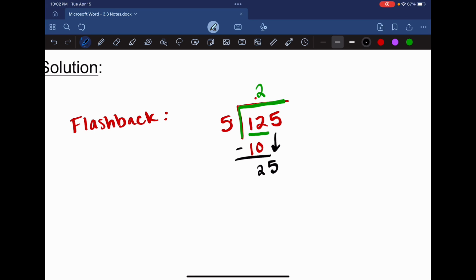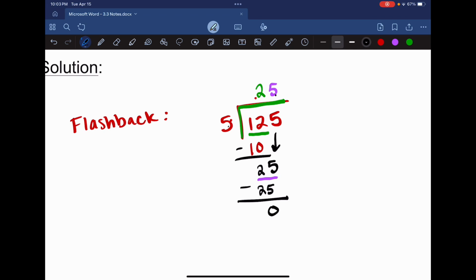Then I bring the 5 down. I bring one digit down. And now I do that same process. So I would do 5, and I'd see how many times can 5 go into 25? Well, it goes into 25 5 times. Last step here, we do 5 times 5. I get 25. I subtract, and I get 0.